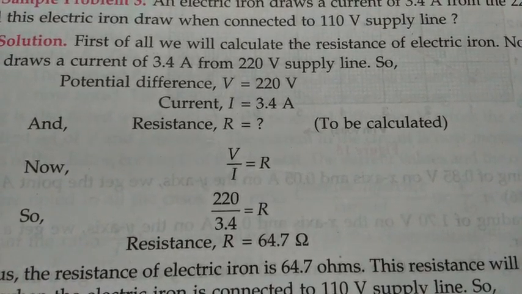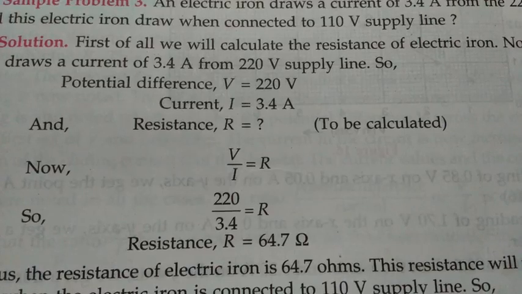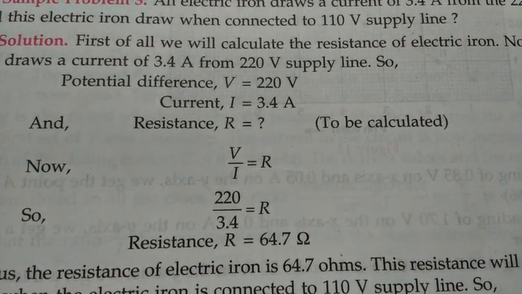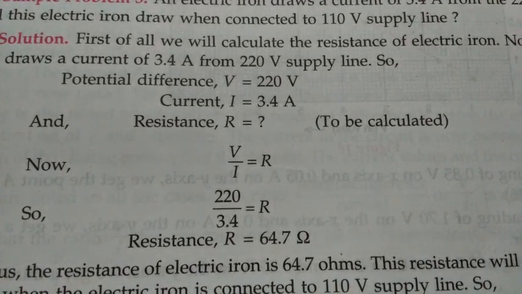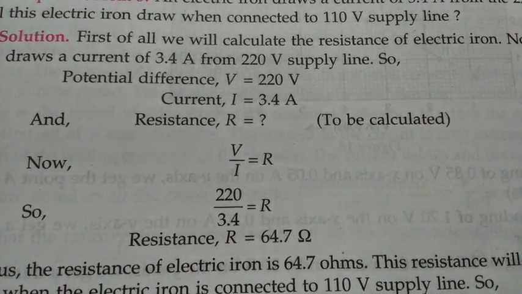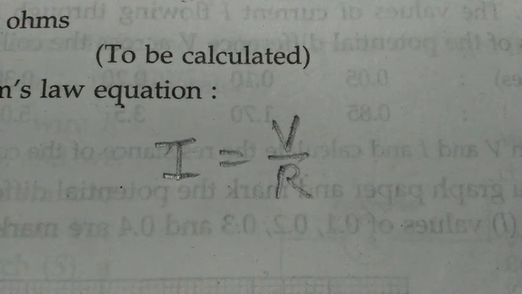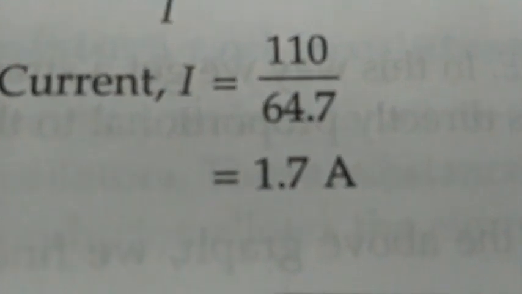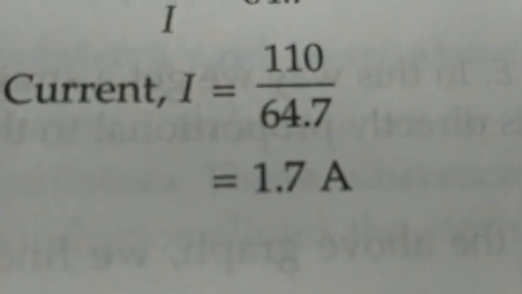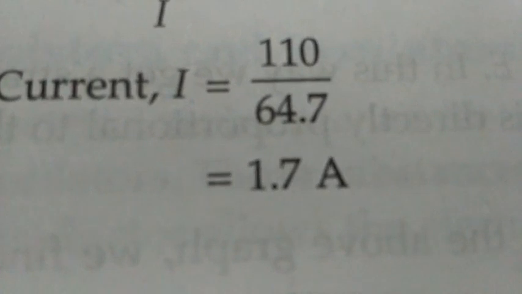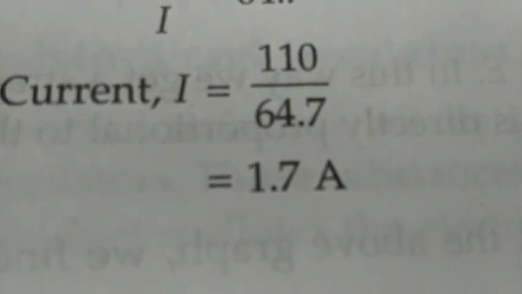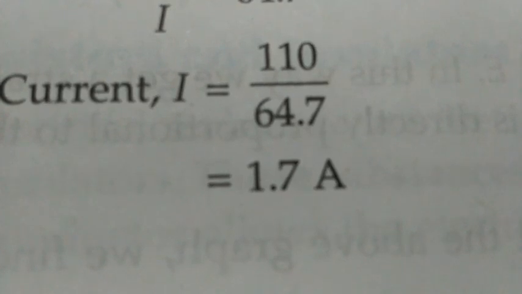In the second case, when the device is connected to the 110 volt supply line, by putting the values of volt and resistance we can find the value of current, by the formula I equals V upon R. So here V equals 110 and R equals 64.7. When we solve this, we get current I equals 1.7 ampere.